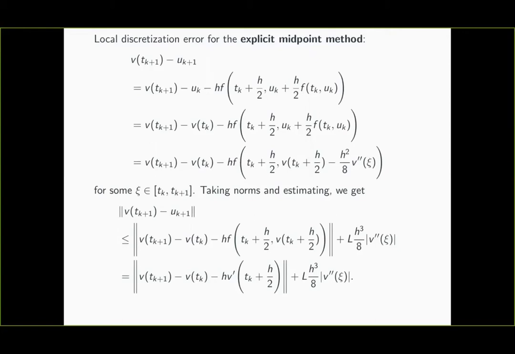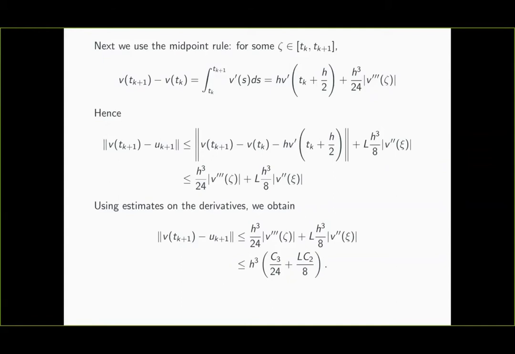Okay, next we use the error estimate for the midpoint rule. There exists a zeta somewhere in the interval t_k up to t_k+1, such that the following is true. The difference v(t_k+1) minus v(t_k), as we recall, is the integral from t_k up to t_k+1 of v'. And that coincides with h times v' at time t_k plus h over 2, which is the formula for the midpoint rule, plus the error term h cubed over 24 times v'''(zeta).